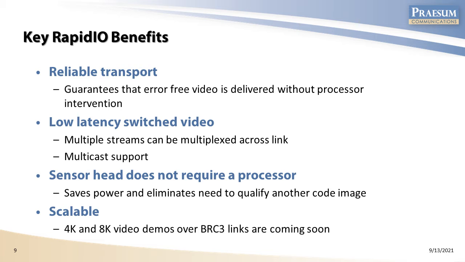The key benefits of using the RapidIO data streaming specification for the transport of sensor data include it is a reliable transport. This guarantees that error-free data is delivered across the link without processor intervention, unlike Ethernet, which is a datagram service. In addition, low-latency RapidIO links support multiple video streams multiplexed across the link efficiently, and it includes multicast support. The sensor data head does not require a processor.